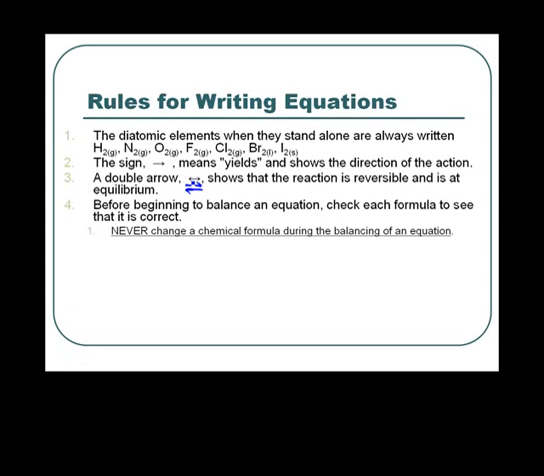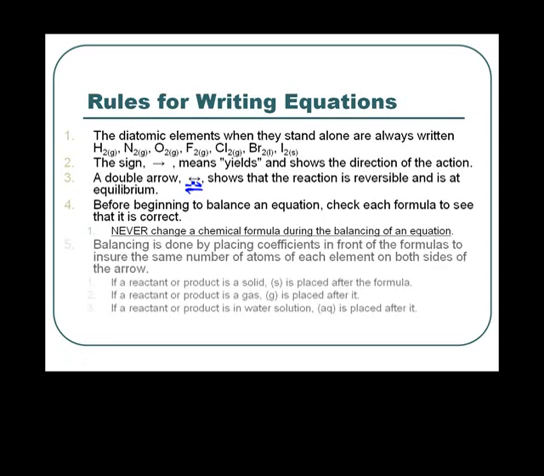And before we get into balancing our equation, we're going to make sure all of our formulas are right. We never want to change a chemical formula during the balancing of an equation. And the balancing is done by placing coefficients in front of the formulas to ensure that the same number of atoms of each element are on both sides of the arrow. And then after that, we worry about states.